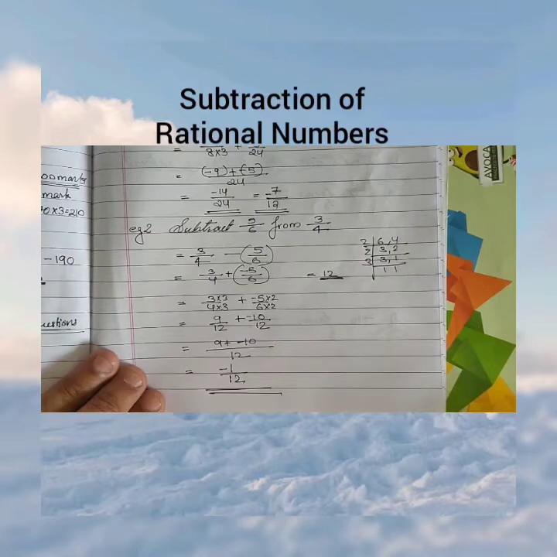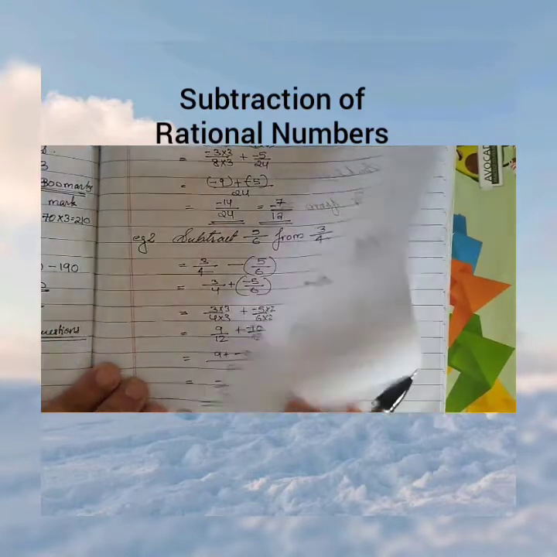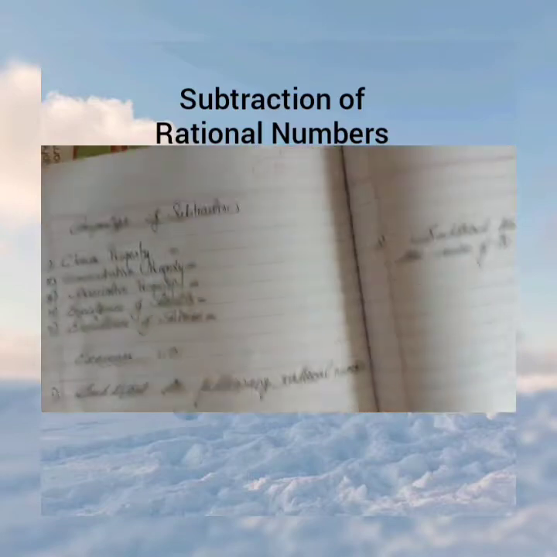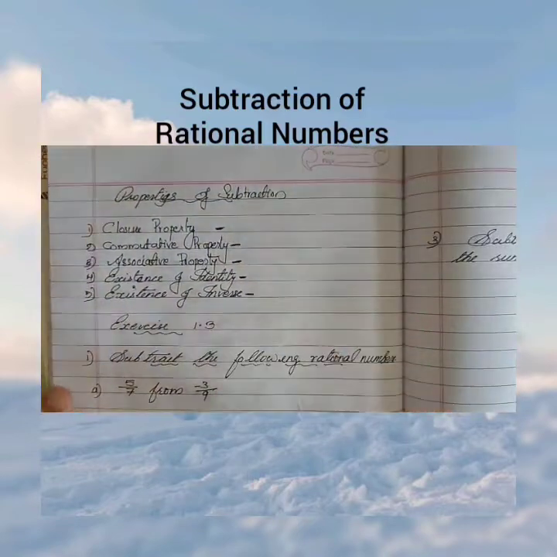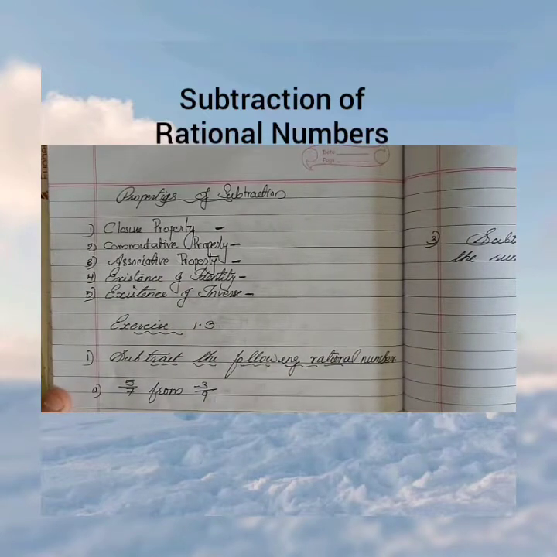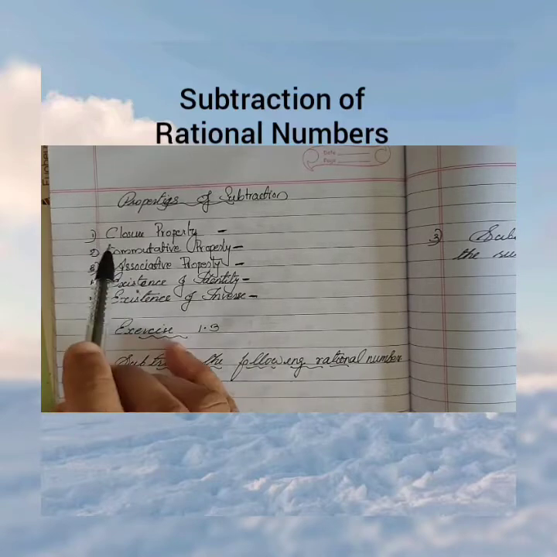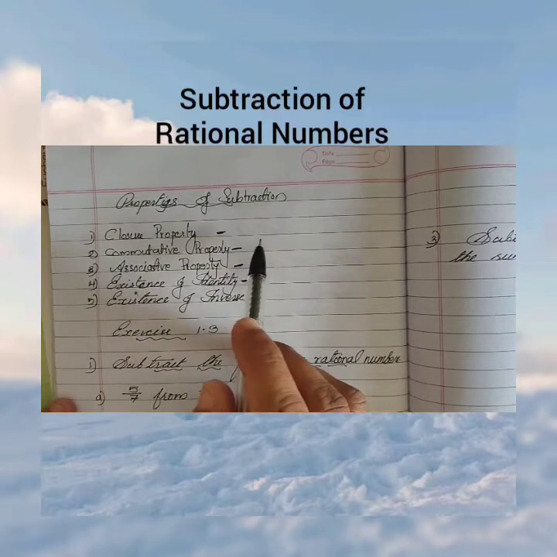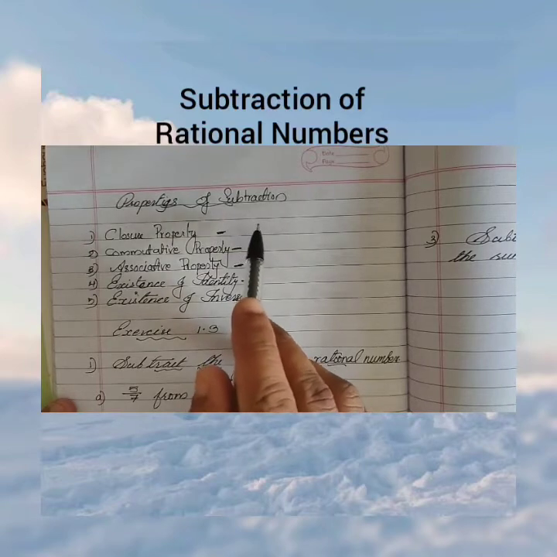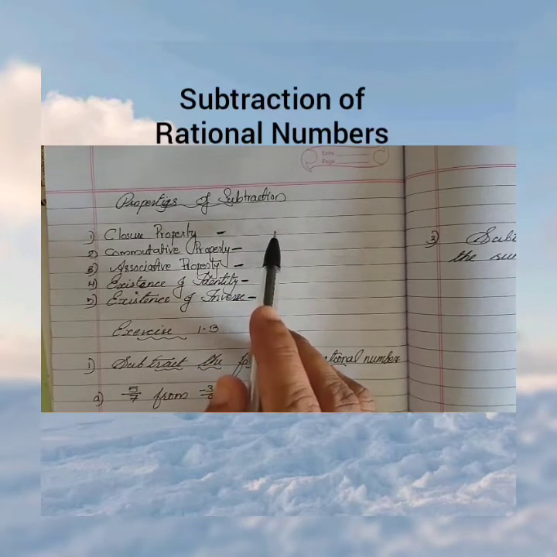I think from these examples you understood how to subtract the rational numbers. Next we learn the properties of subtraction. We are not going to learn it in a detailed way because in addition we have studied that, so you know all the properties. So the first property, closure property. The closure property says that when we add two rational numbers, the result will be another rational number.